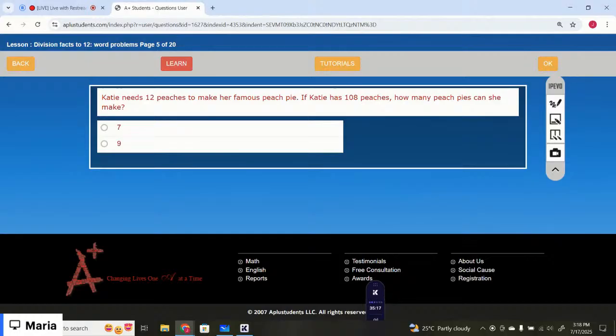Katie needs 12 peaches to make her famous peach pie. If Katie has 180 peaches, how many peach pies can she make? So which is the correct option? The correct option is 9. Option number 2 is the correct option.